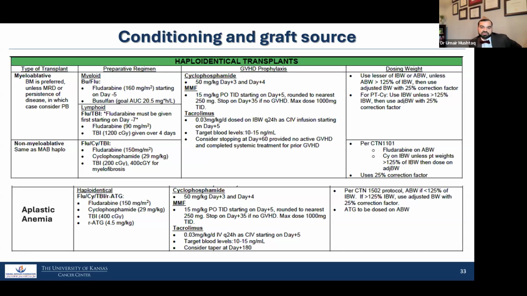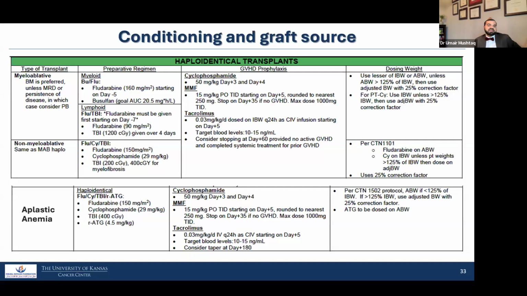Now, there is good data to stop at day 60 and to improve relapse-free survival. And that's our practice. We stop tacrolimus at day 60 if there is no graft versus host disease in malignant disease. If there are graft versus host disease concerns, then it's usually tapered off after day 100.